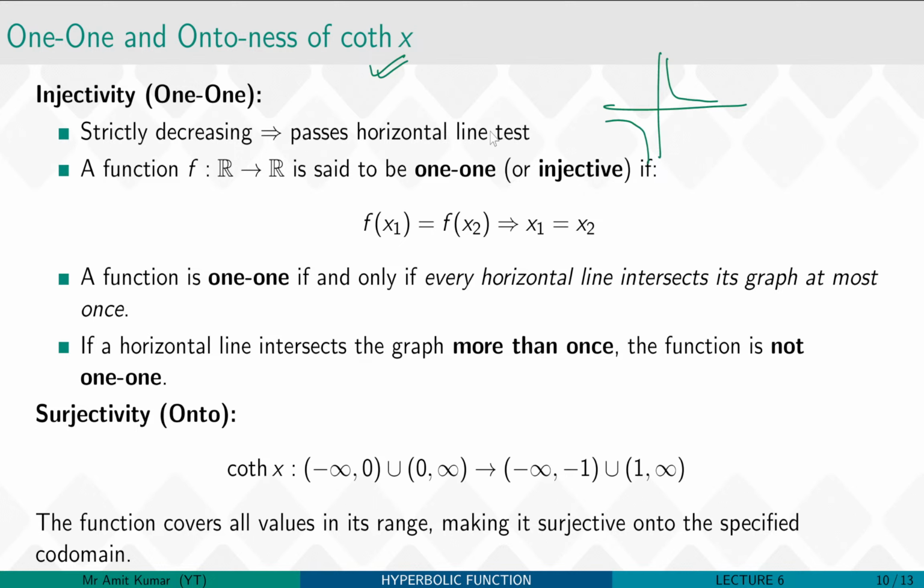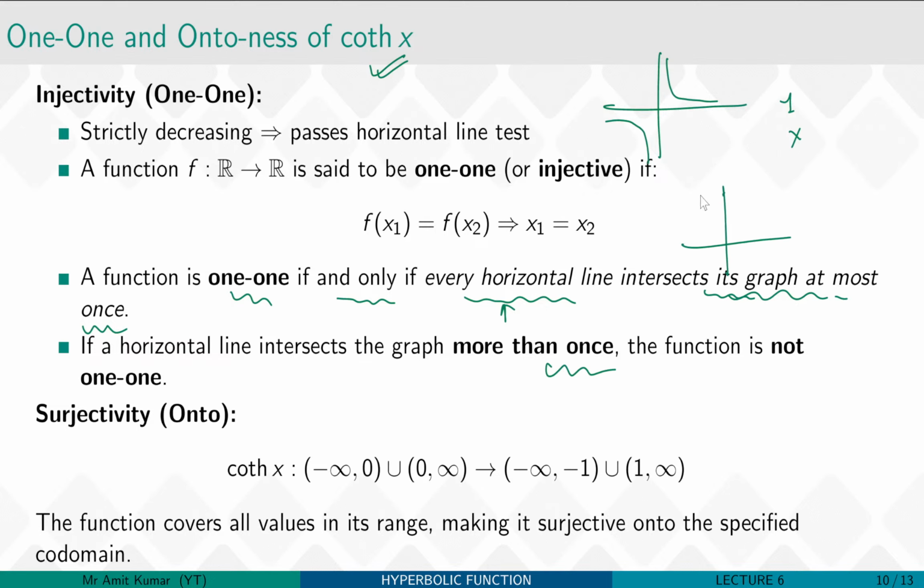So basically, what is the horizontal line test? If a horizontal line intersects the graph at most one point, then the function is one-one. A function is one-one if and only if every horizontal line intersects its graph at most once. Okay, either one time or never. Then by the horizontal line test, we can say that the given function f is a one-one function. If a horizontal line intersects the graph more than once, then the function is not one-one.